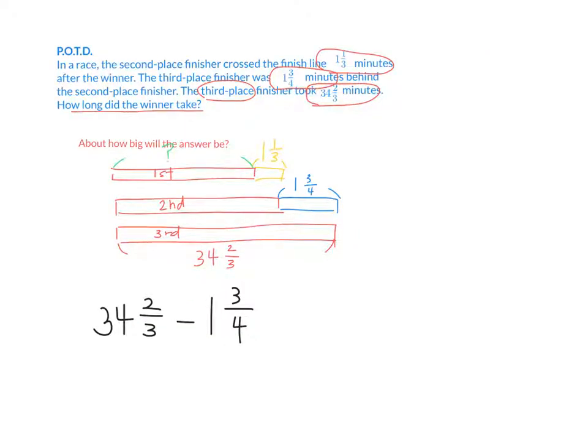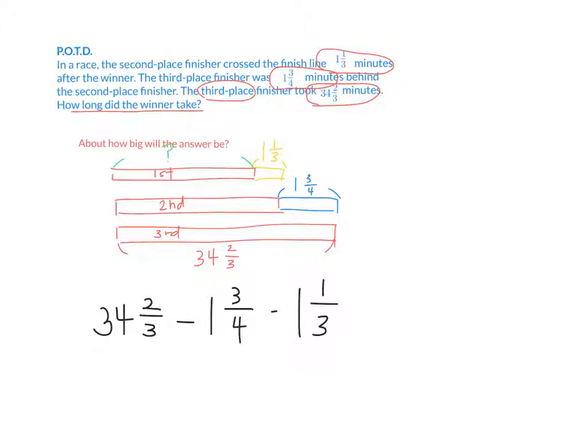This equation that we've just written would help us find out how fast the second place runner ran it, right? But are we trying to figure out second place or first place? So once we know that this is the second place time, what do we have to take away in order to find the first place time? 1 1/3. So now we've done the third step of our RDW.